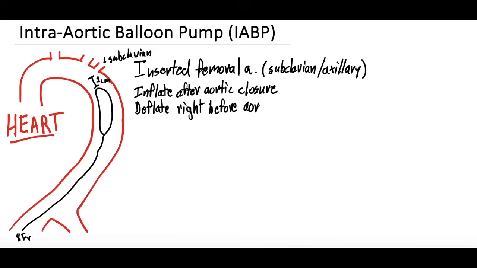Now think about what this would do for the blood flow out of the heart. The blood flows out of the left ventricle, past the aortic valve, into the ascending aorta, to the rest of the body. Before the aortic valve opens, what this does is essentially augment the diastolic pressure.